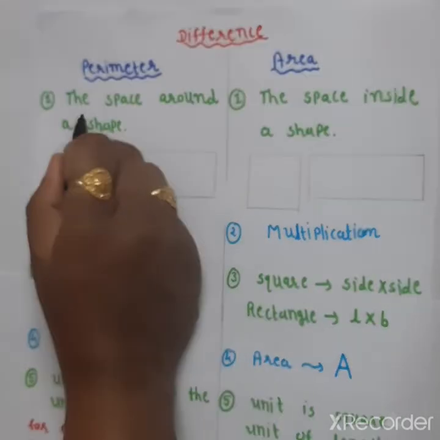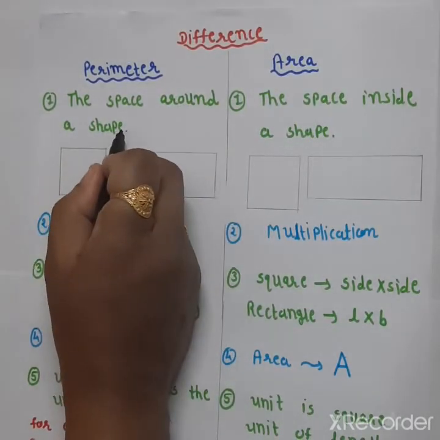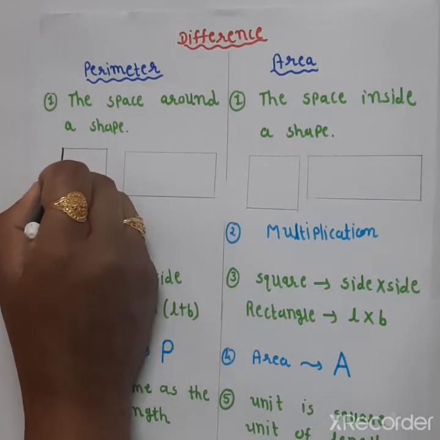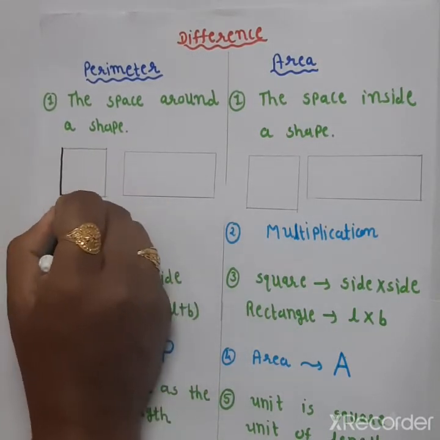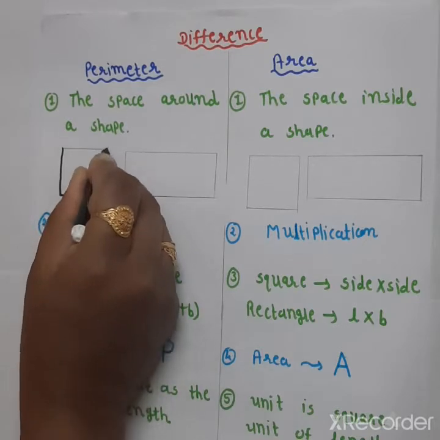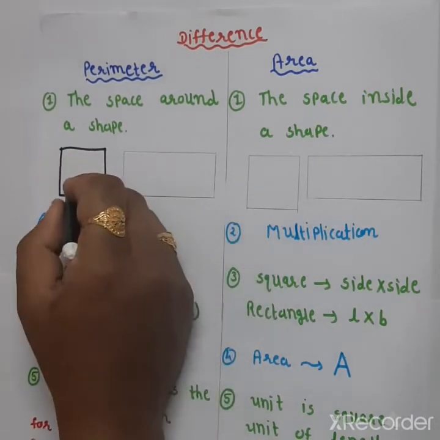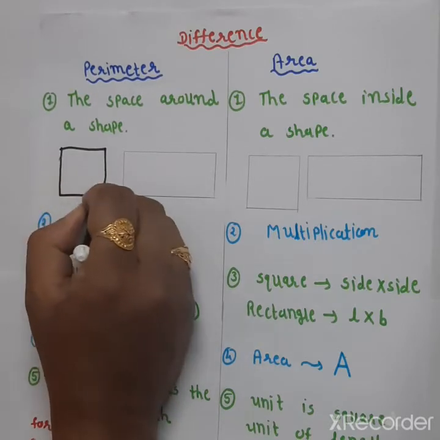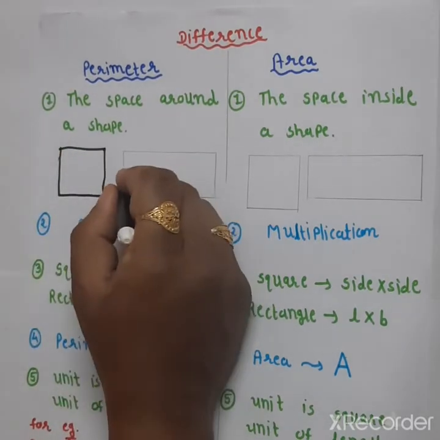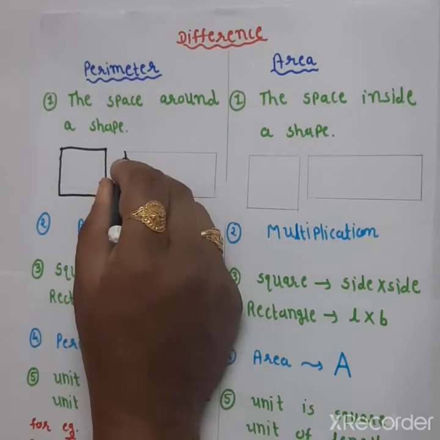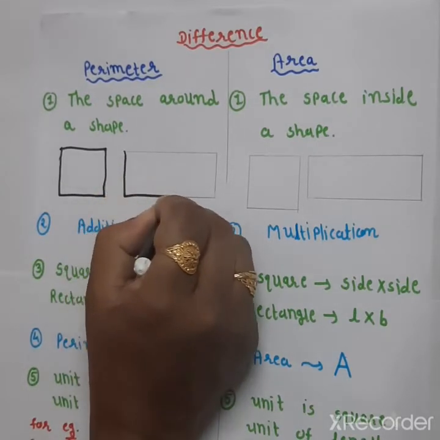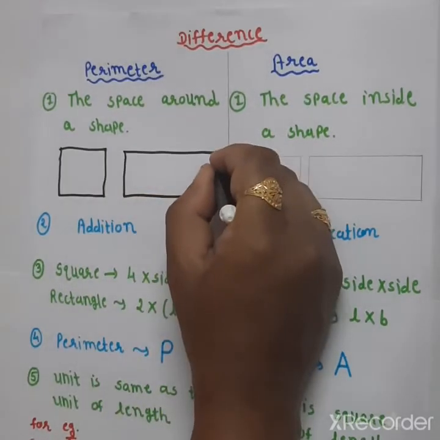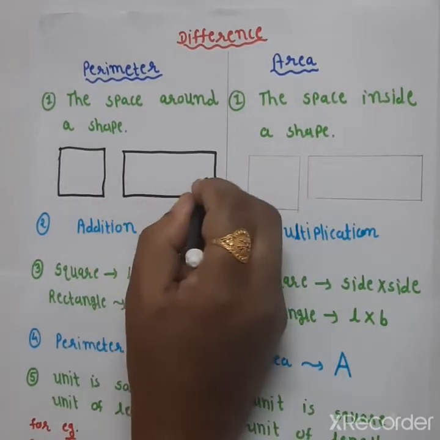Perimeter. Perimeter means the space around a shape. That means what? If I want to find out the perimeter of this square, I will go through the boundary of this square. That means I will take the space around this square. If I want to find out the perimeter of a rectangle, I will go through the boundary of this rectangle. That means I will take the space around the rectangle.